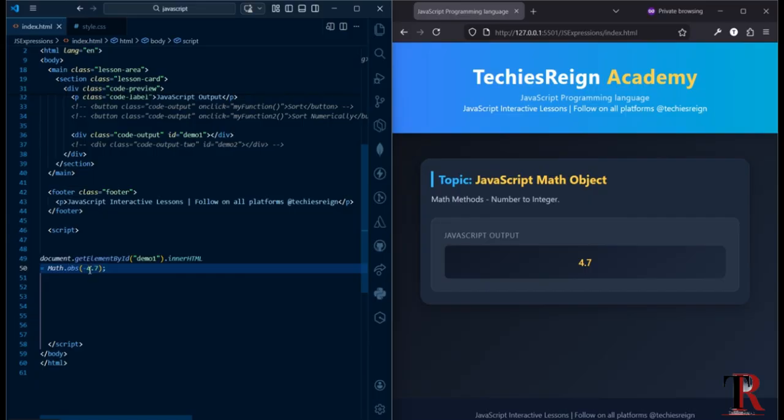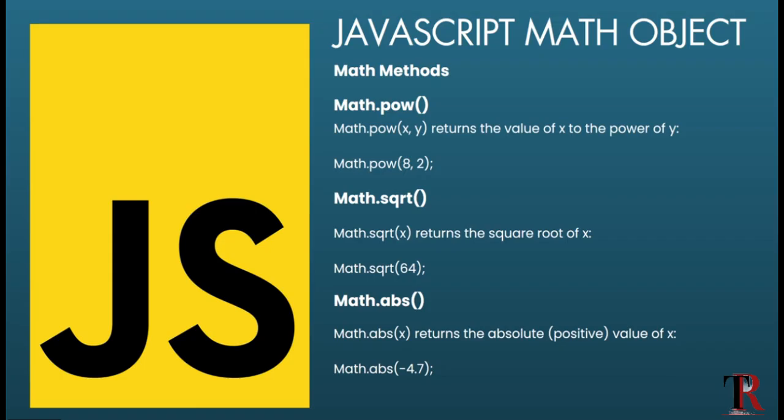Now, if I have a positive number, let's see what will happen. Let me change this to a positive number. The positive will stay positive. So this is very useful when you have a negative value, because it will return the absolute positive value of it. So for minus 9.7, it will be positive 9.7. Now, if I add positive 9.7, you still get positive 9.7. So the math.absolute method returns the absolute positive value of a number.